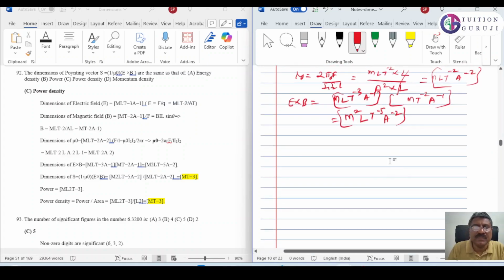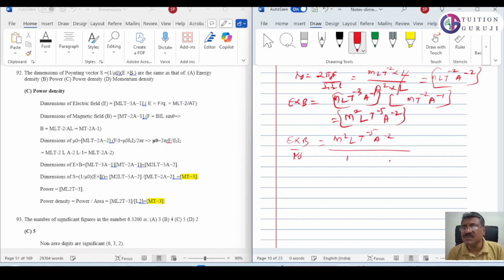Now 1 by mu0 into E into B, that means E into B divided by mu0. So E into B by mu0 is equal to M square L T raised to minus 5 A raised to minus 2 divided by mu0, which is M L T raised to minus 2 A raised to minus 2. A raised to minus 2 will get cancelled. So what we will get is M, then L will get cancelled, then T raised to minus 3. So M T raised to minus 3.